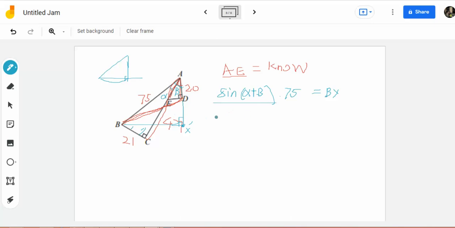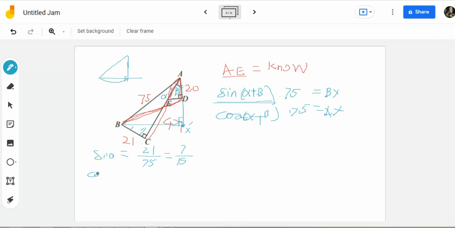AX is equal to what? AX is cosine of alpha plus beta times 75. Okay, now we just need sine alpha. What is sine alpha? Sine alpha is this one, right? 21 over 75. What is this one? This is kind of 3, 7, 15.